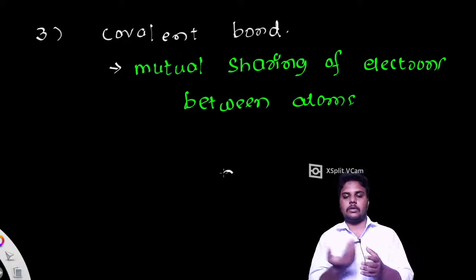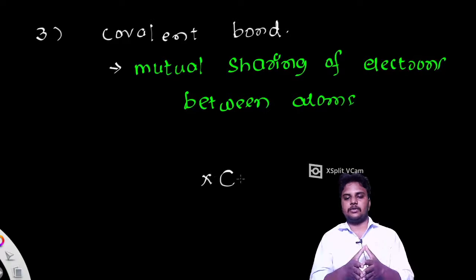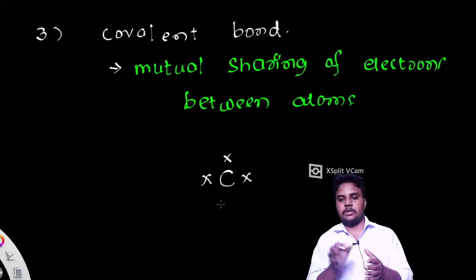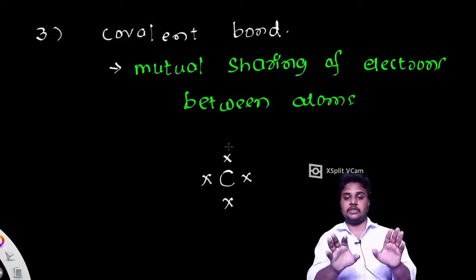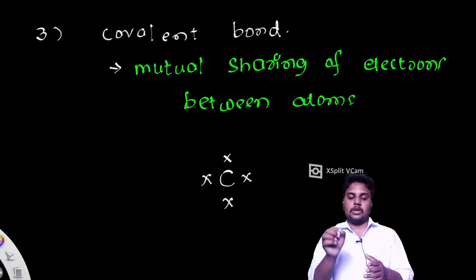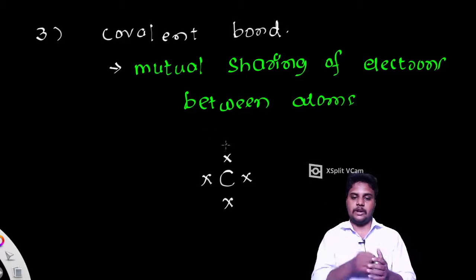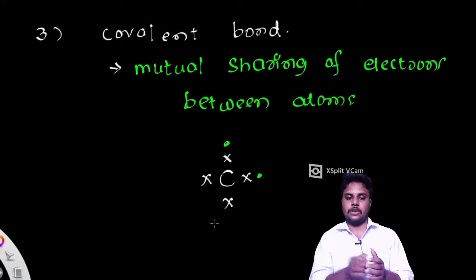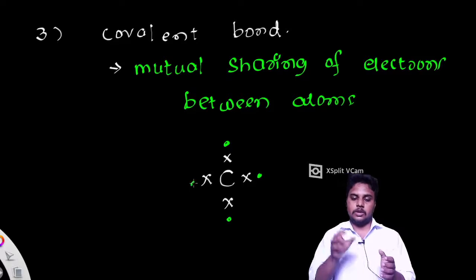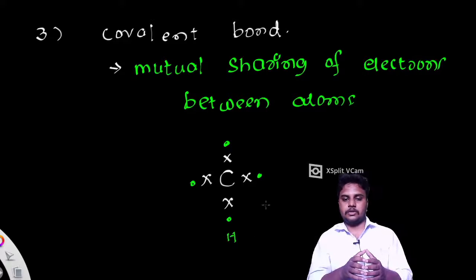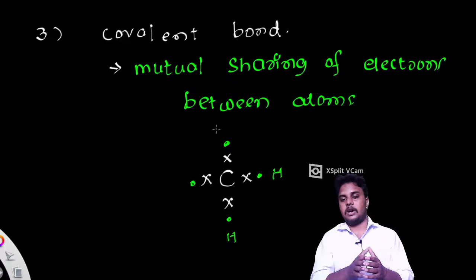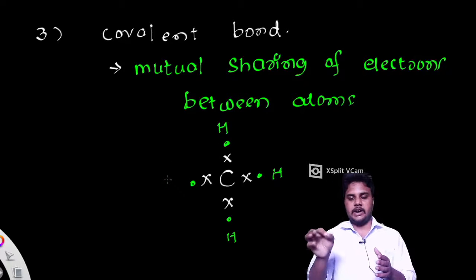Now, can you give an example? The best example: carbon has 4 electrons, which I represented with a cross mark here. Each carbon will share 1 electron with hydrogen. For the hydrogen electron, I used a different color, dots. This is called an electron dot structure. Each dot is a hydrogen electron. So now we will write hydrogen here.